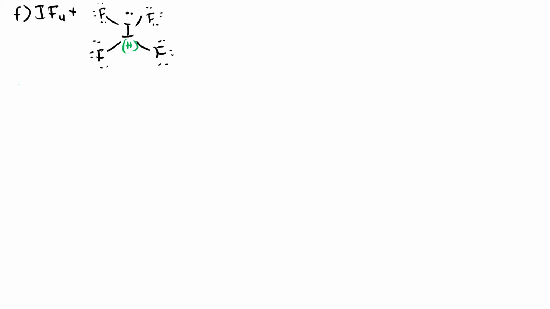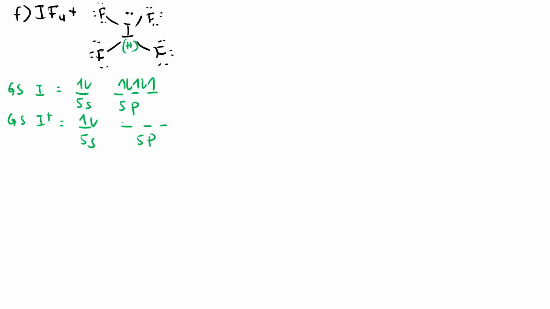Okay, so start with ground state of iodine dulu. So iodine period 5, 5s, 5p. So 1, 2, 3, 4, 5, 6, 7. Dan bila dia jadi I plus, so buang 1, kurangkan 1, so akan jadi 6 valence electron. 1, 2, 3, 4, 5, 6. Okay, excited state I plus.